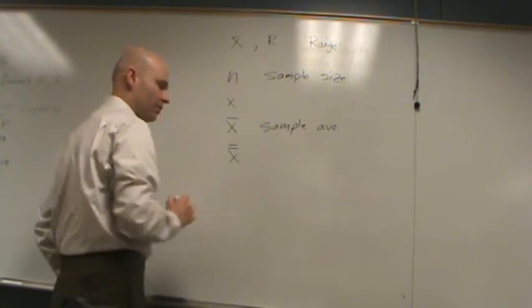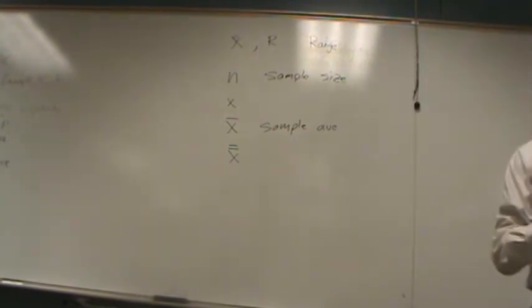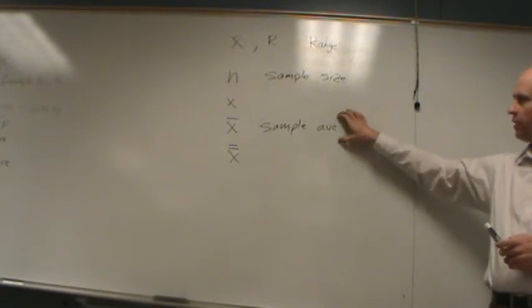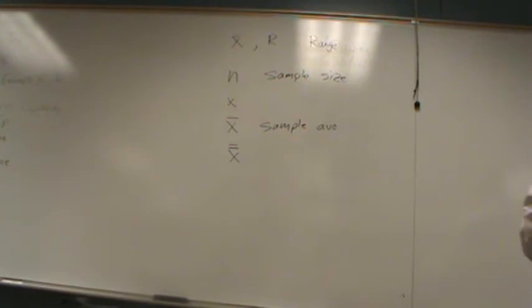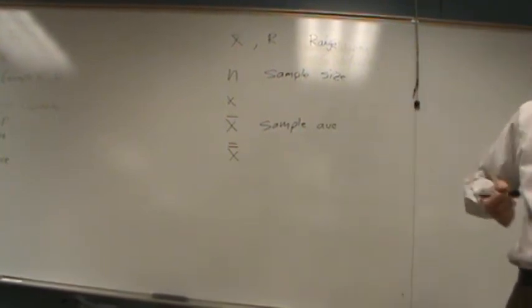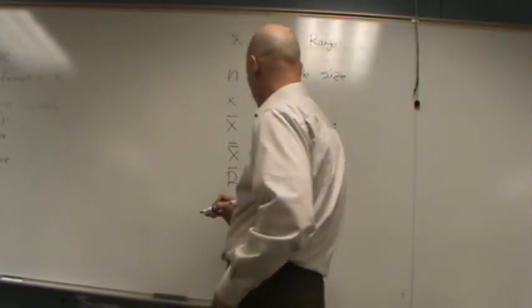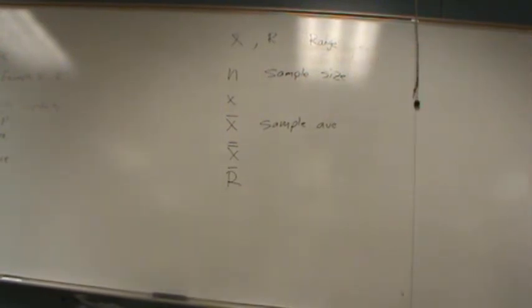And then there is, what is X double bar? It's the average of the averages. So you're going to get a sample average, but your X double bar is the central line of the X bar chart. R is range, we already talked about that. And then R bar is the central line of your range chart.